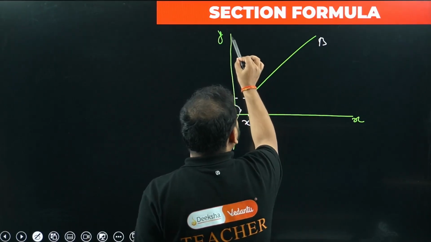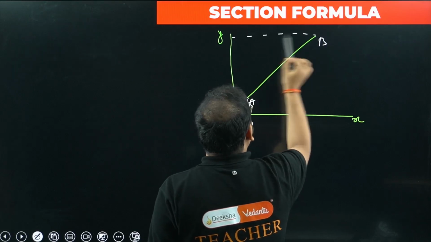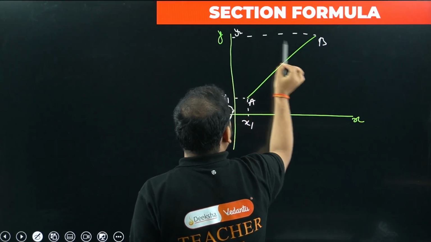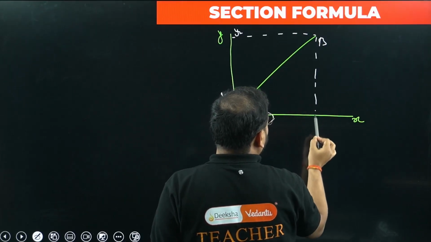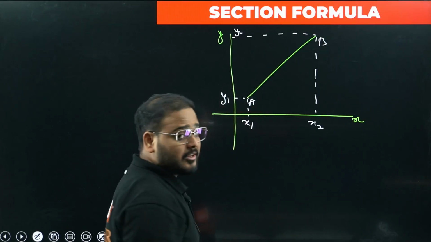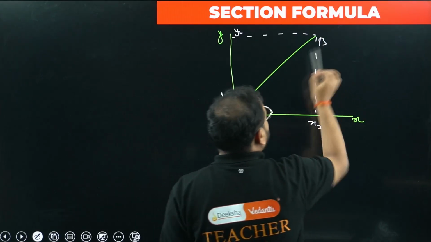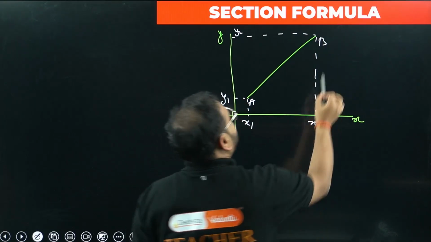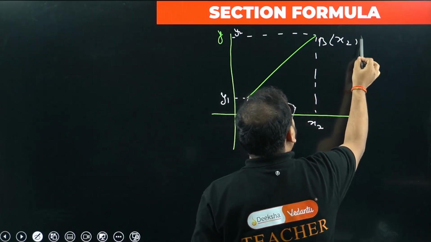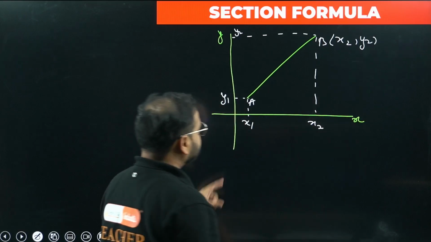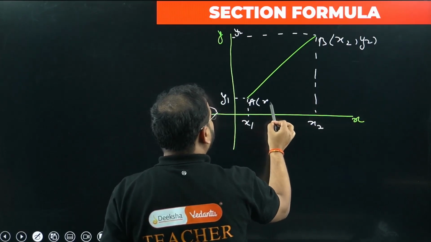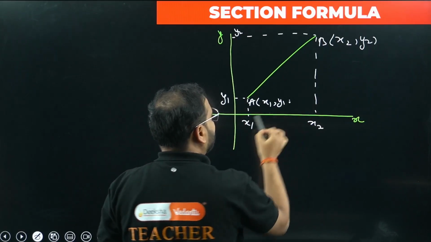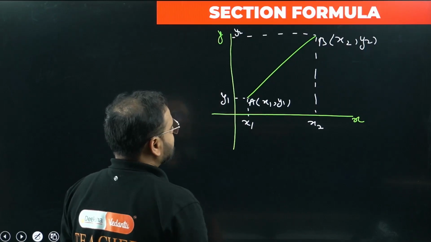What about this point? I can take it like this. This is Y2, and this is X2. I'm not doing the derivation. I'm just showing you the figure. This is the figure for derivation, but I'm not going to do it. So X2 comma Y2. For the point A, what do I have? X1 comma Y1. Is that clear?